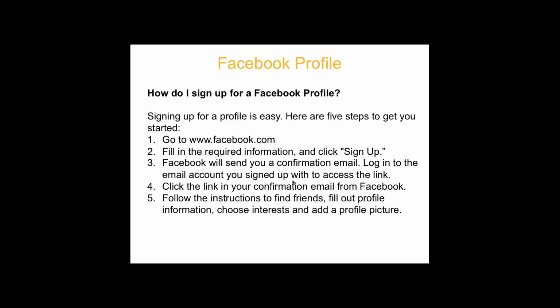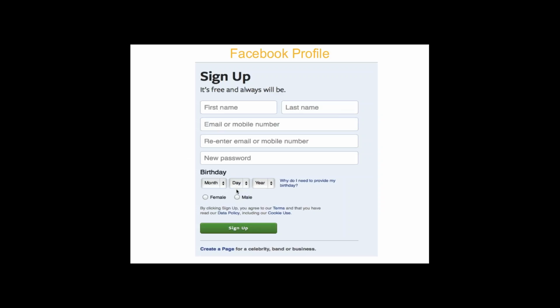So yes, signing up for a profile is easy, and it's as easy as 5 steps. You go to facebook.com, fill in the required information, and click sign up. Facebook will send you a confirmation email. You log in with the email account you signed up with to access the link. Click the link in your confirmation email from Facebook, and then follow the instructions to find friends, fill out profile information, choose interests, and add a profile picture. So this would be the sign up page.